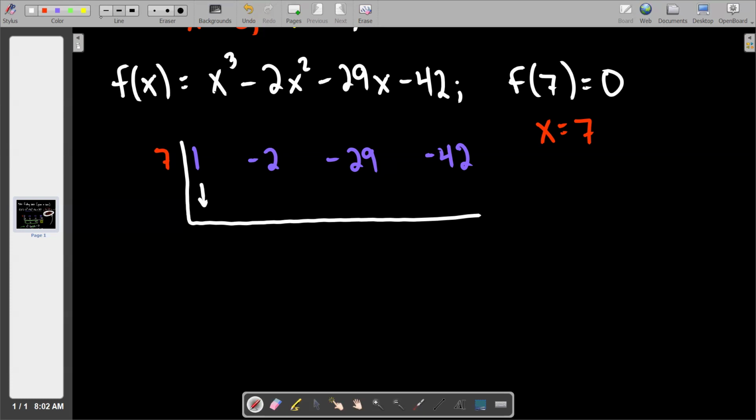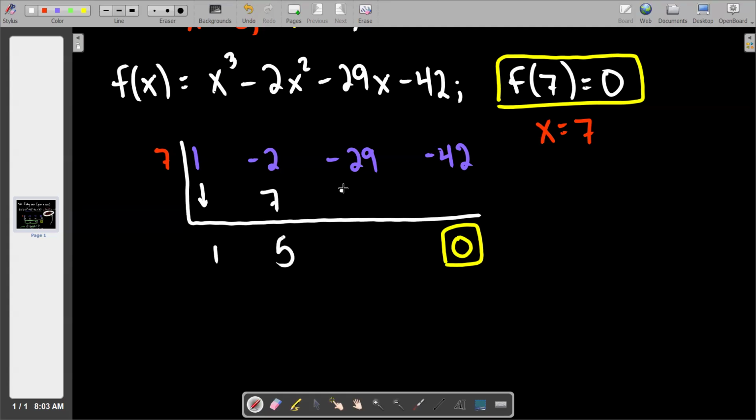If this statement right here, I'm going to put a yellow box around it, if that statement in the yellow box is not a lie, then you know that there's going to be a 0 here. If there's not a 0, then either the problem was written poorly by your math teacher or you made a mistake in the synthetic division process. So let's begin. Drop the 1, multiply 7, add 5, multiply 35, add 6, multiply 42, and there's your 0.